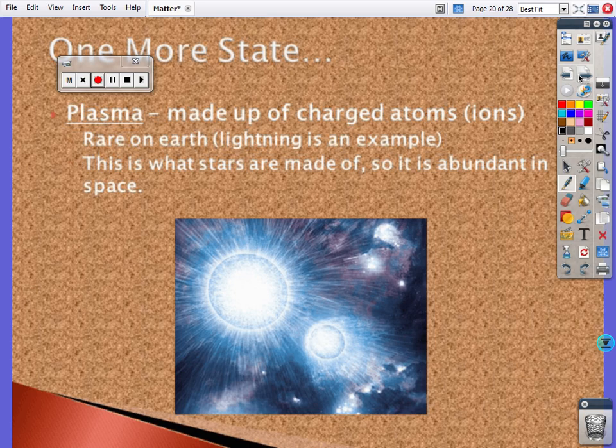Plasma is made of charged atoms, they're ions, meaning they're giving off some kind of radiation. It's very rare on Earth. Lightning is the only example. But in the universe, it's abundant. All the stars are made up of plasma.